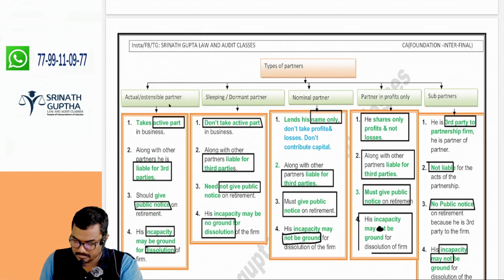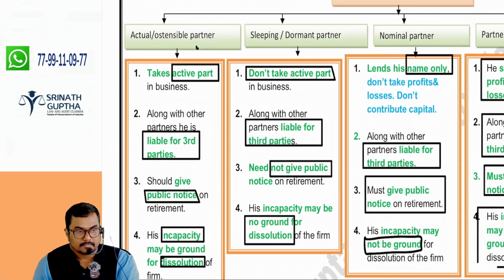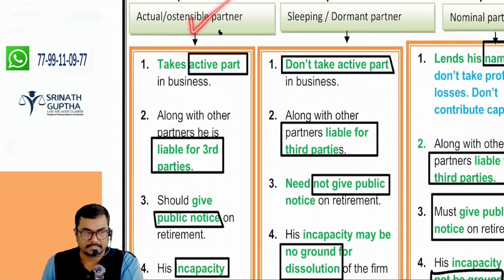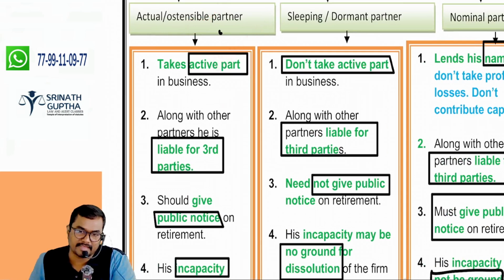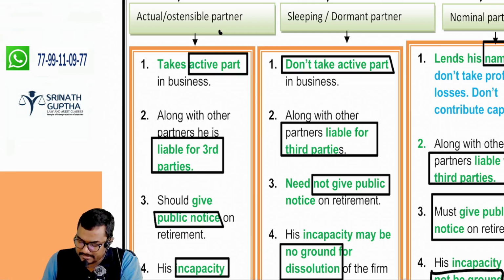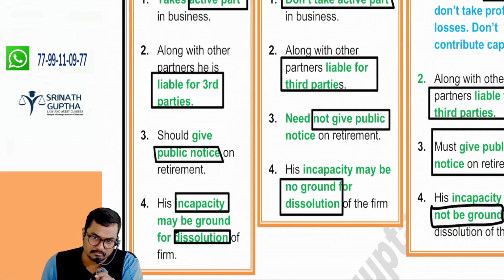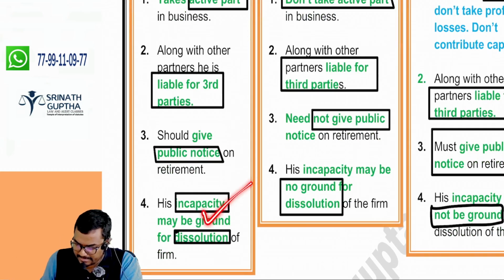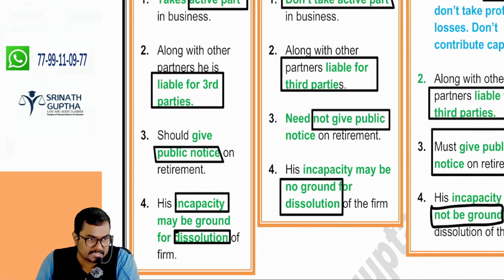First one, active partner. Also called ostensible partner, who takes active part in the day-to-day activities of the firm. He buys, he sells, he does marketing. He is liable to third parties because of him only customers are coming. If he is retiring from the partnership firm, he must give public notice because everyone is coming because of his face only. And his incapacity may affect the existence of the firm. If something happens to him, the shop will be affected.